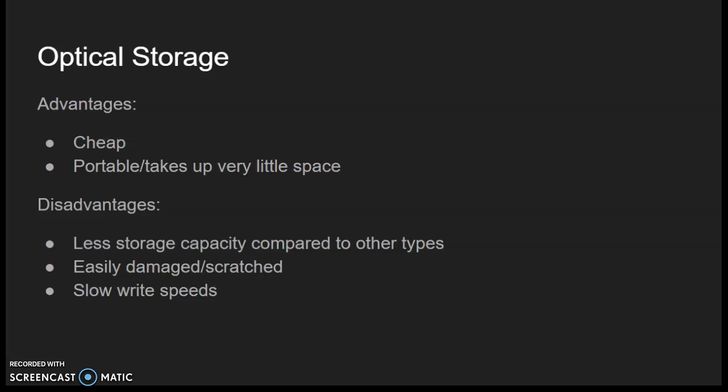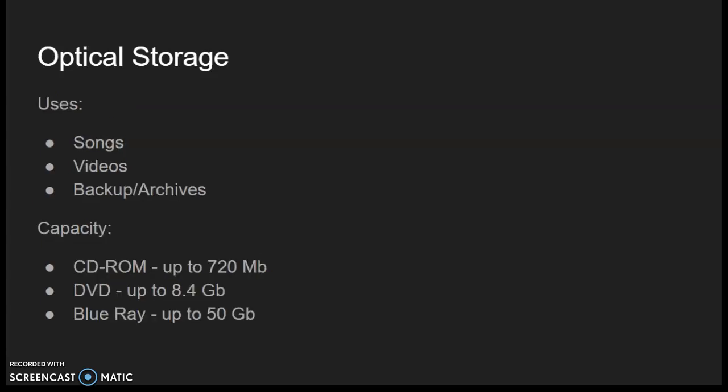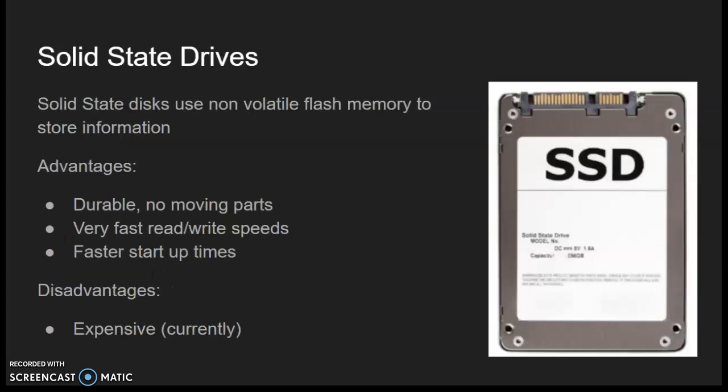It used to take half an hour to make up a CD of like 6 or 7 songs, or 10 songs or whatever. Could take a while to do it. Optical storage. The uses: songs, videos, backup archives, and capacity. Well, CD-ROMs you probably get more than 720 megabytes now. DVDs up to 8.4 gigabytes and Blu-ray 50 gigabytes, but they are not used as much.